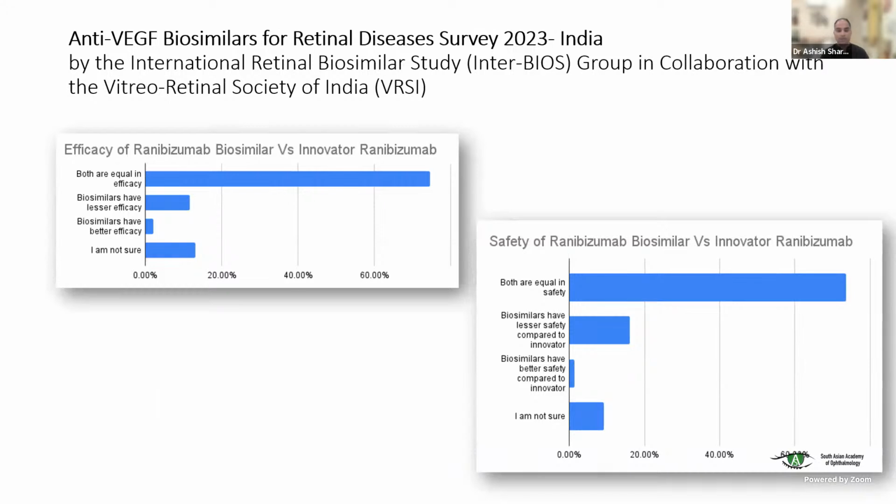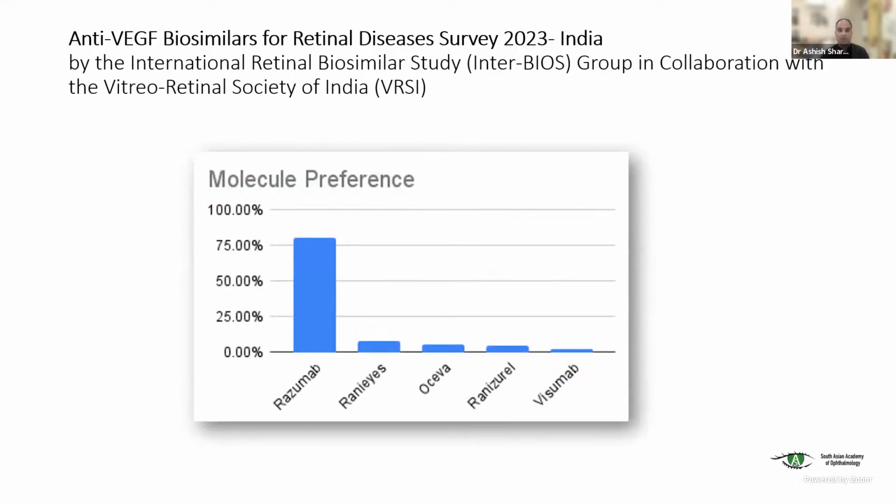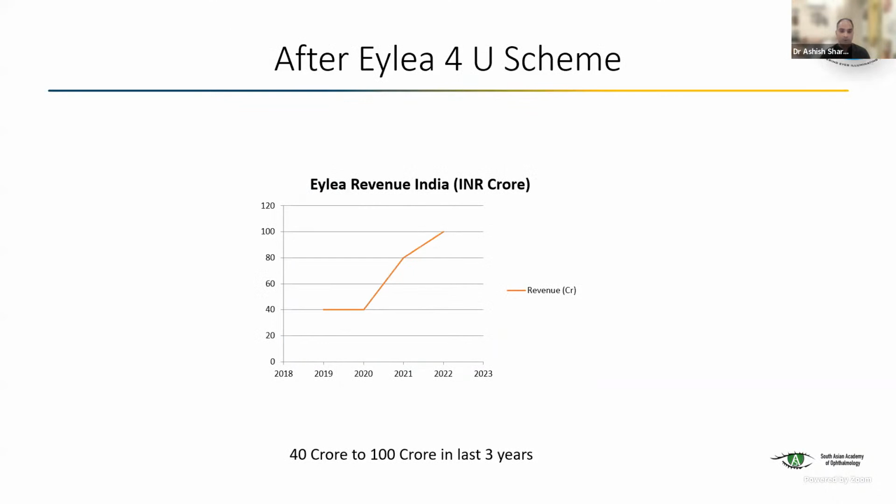And this has not been achieved just by pricing. Over time, safety and efficacy have also given confidence in biosimilars compared with the innovator molecule. As far as molecular preference is concerned, ranibizumab usage is approximately 80% among the biosimilar molecules. Rest everything is pretty low. So overall, the data we are talking about is basically the ranibizumab data, in terms of cost-effectiveness analysis over time.